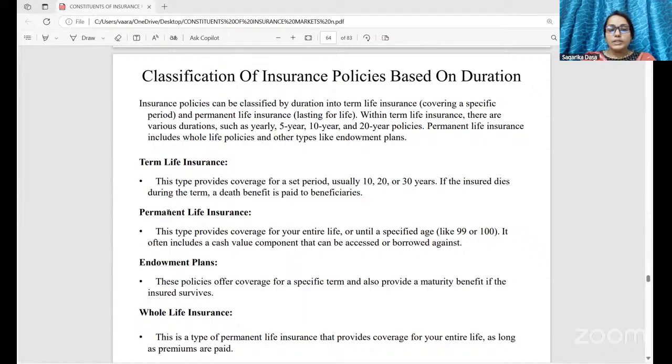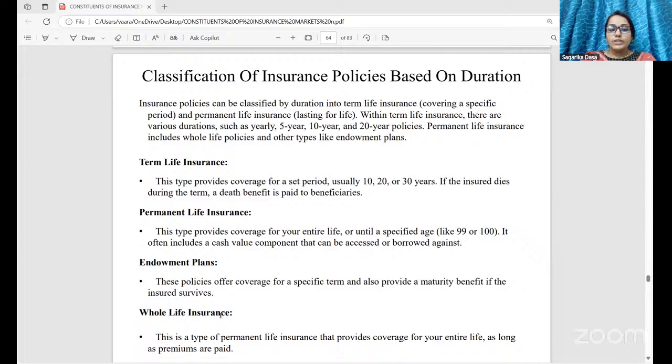Then another one is permanent life insurance. This type provides coverage for your entire life or until a specified age like 99 or 100, or till the end of the life of a person. Then endowment plans. These policies offer coverage for a specific term and also provide a maturity benefit if the insured survives. That means it covers a specific period of time, maybe 10 years, 20 years, and after completion of the term, the policyholder will receive the maturity benefits.